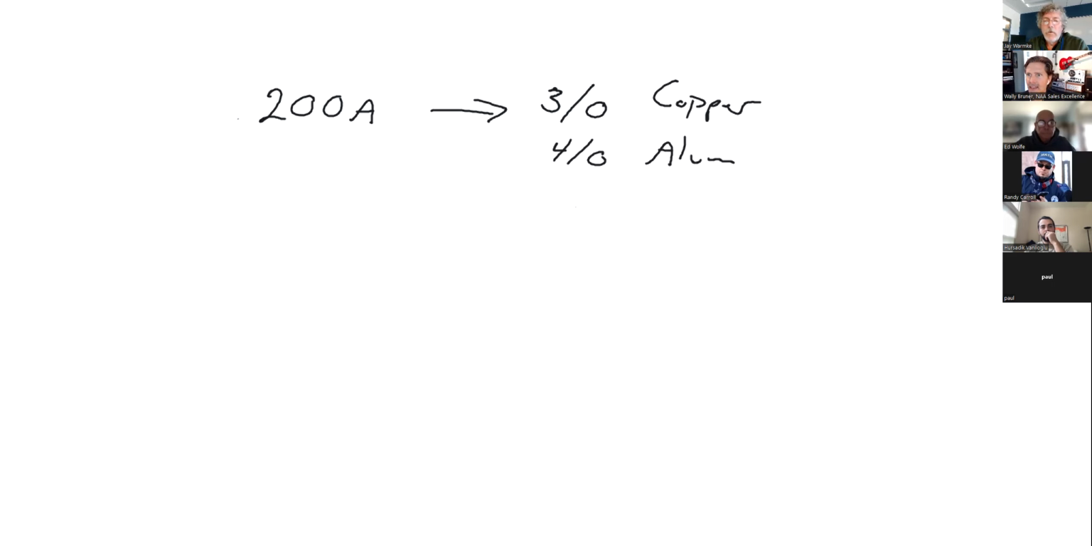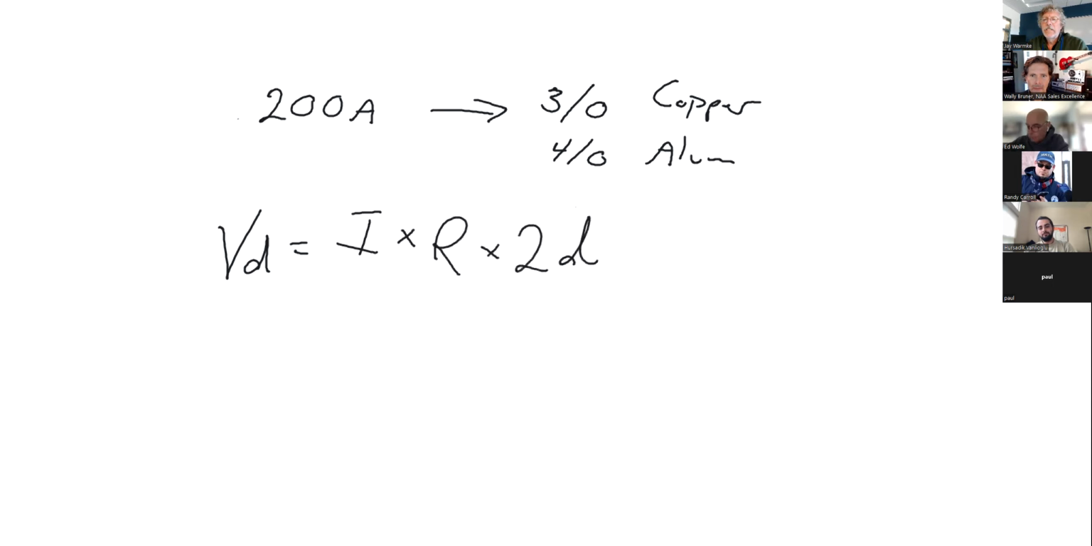Okay, so then the other question, that's the size you'd need based on amps. But what is your voltage drop? Well, what is the voltage drop equation? Everybody, voltage drop equals? This is going to be on the exam. So voltage drop, it's just a variation of Ohm's law, right? Amps times resistance times twice the distance divided by 1,000 feet.